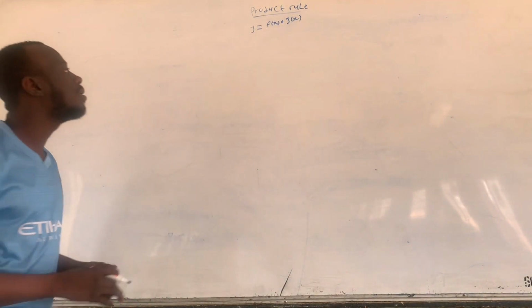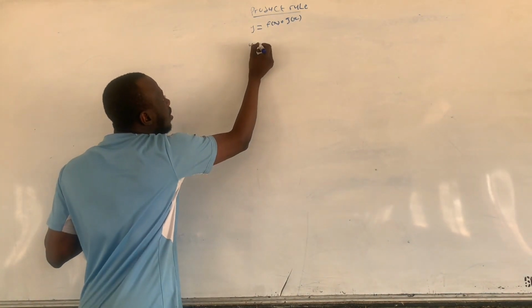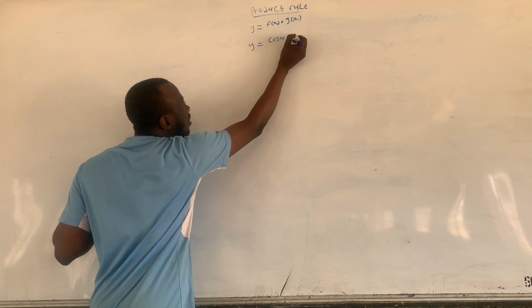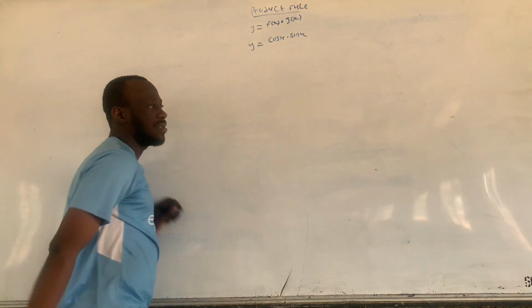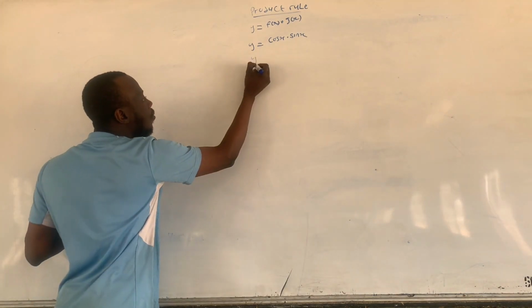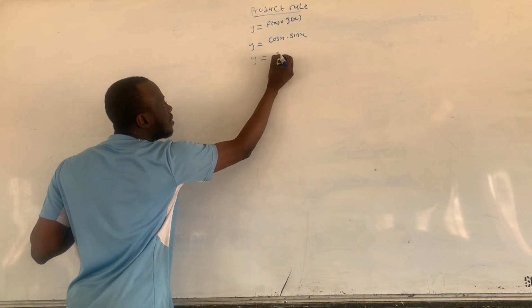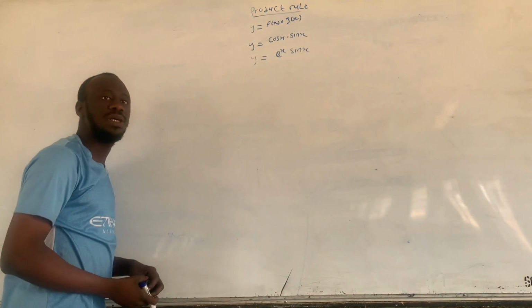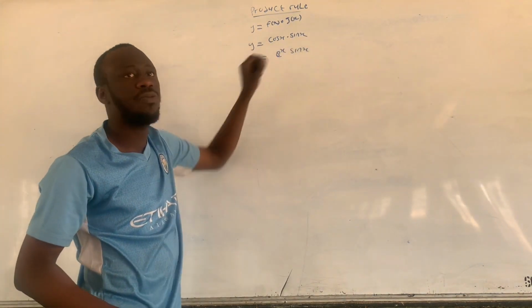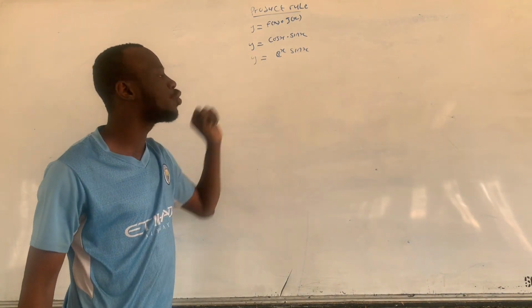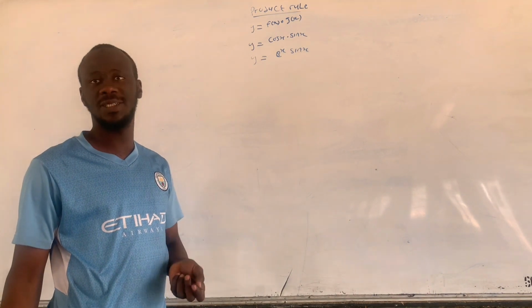For example, y equals cos x sine x. This is a function multiplied by another function. Or y equals e^x sine x. You see, this is a function multiplied by another function in this case. So it can be recognized through the multiplication sign.